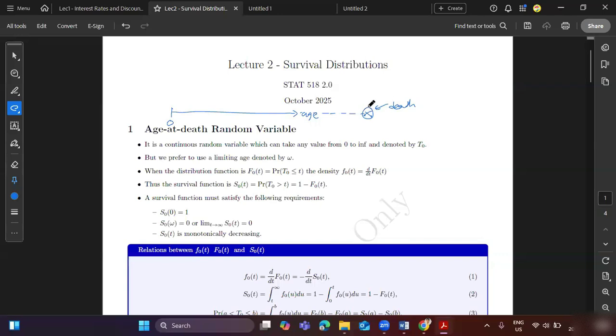So if the death occurs at this point, from 0 to this particular point of death is a random variable denoted by T for time, and we have a subscript for that T as 0 because we started the measurement from 0. So this T0 is expressed as the time to death random variable. This is the time taken to the death of a newborn baby because the age is 0. So that's how we interpret this.